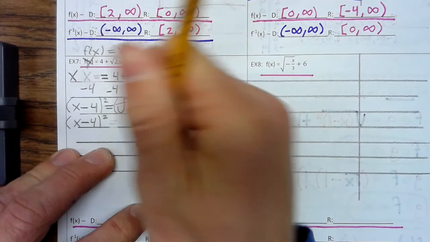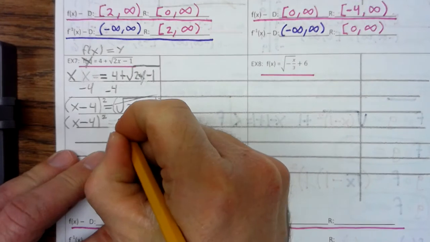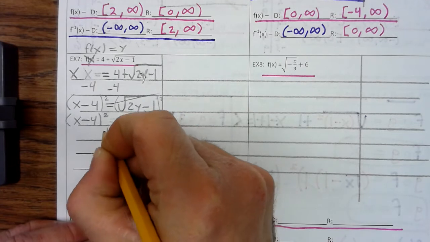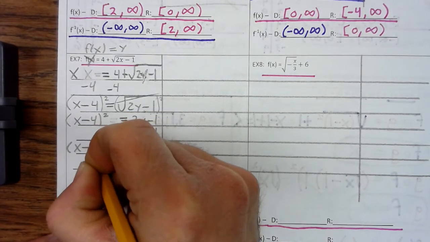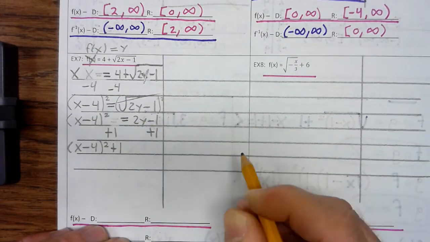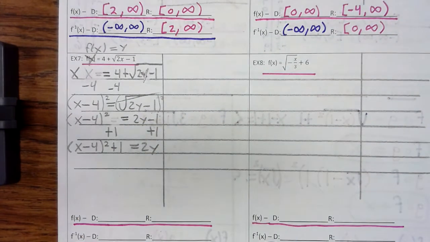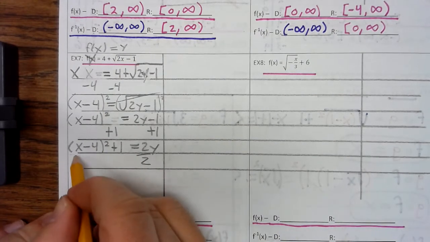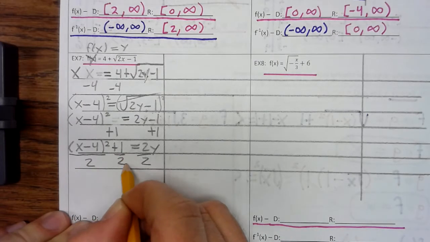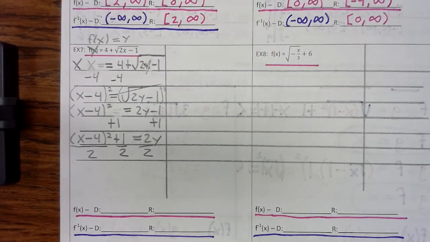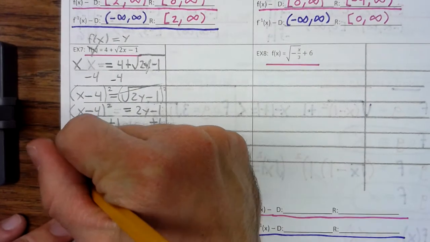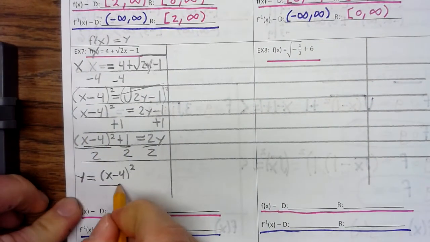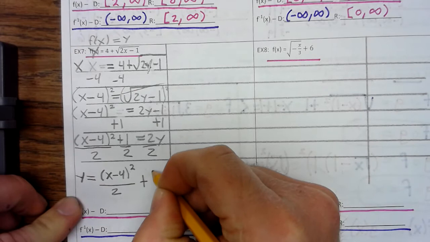And again, being conscious, you're going to add the 1, so you want to leave some space when you do that. So 2y minus 1. Add 1 to both sides. So you get x minus 4 squared plus 1 equals 2y. Our last step is we're going to divide everything by 2. Now, a lot of you want to just draw one line, put a 2 here, but I recommend actually dividing it by 2 here and here. And so then we're done. So then we have y equals x minus 4 squared divided by 2 plus 1/2.